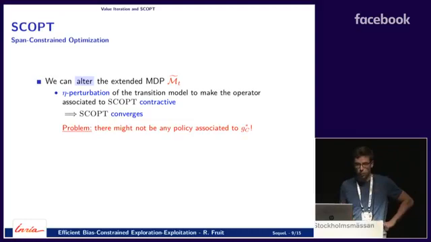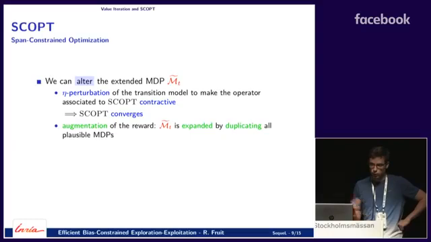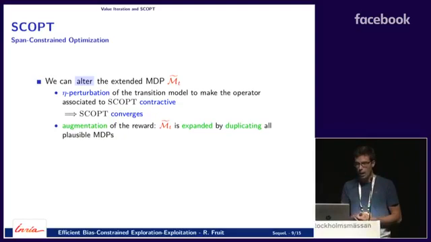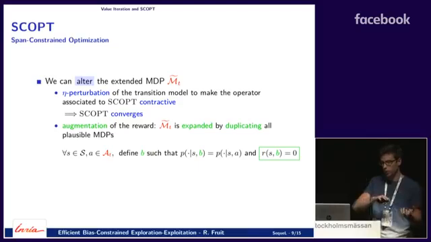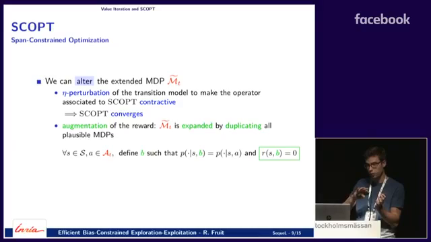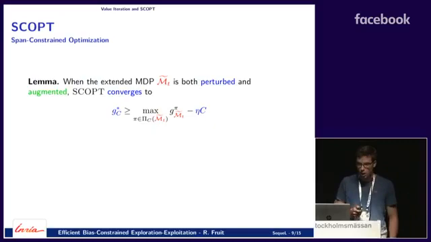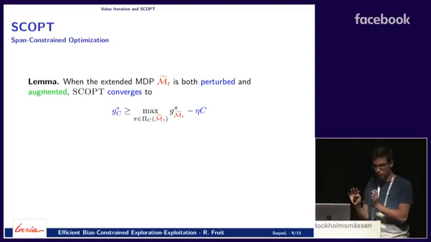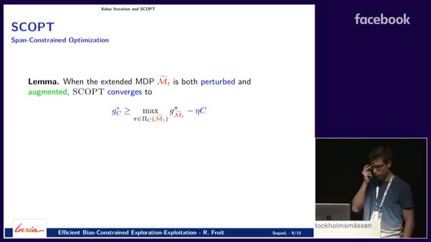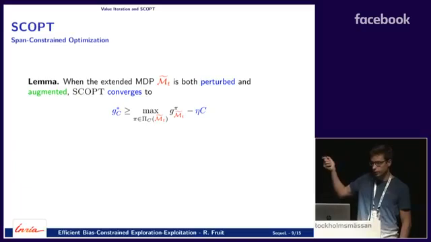So with this modification, we ensure convergence. The problem is the existence of the associated policy. To ensure this existence, we extended the set of plausible MDPs, so the extended MDP, by duplicating all actions. More precisely, for every action, we create an associated action that has the transition probability unchanged, but the reward is set to 0. And this way, we ensure existence. So to summarize, when we apply both the perturbation and the augmentation, we ensure that our algorithm SCOPE converges. Of course, there is a small bias introduced due to the perturbation of the transition probabilities, but the bias is not bigger than eta C, and C is known, so we can tune eta to be sufficiently small to avoid too big a bias.